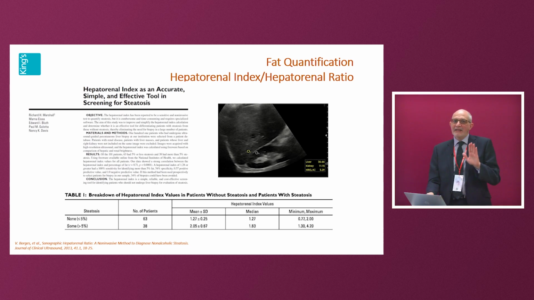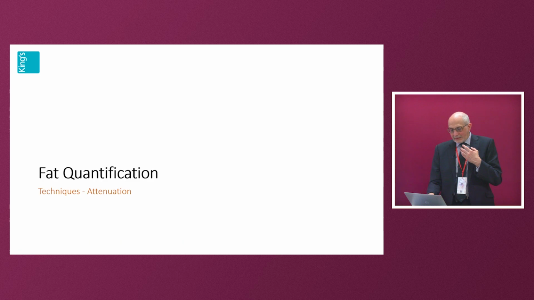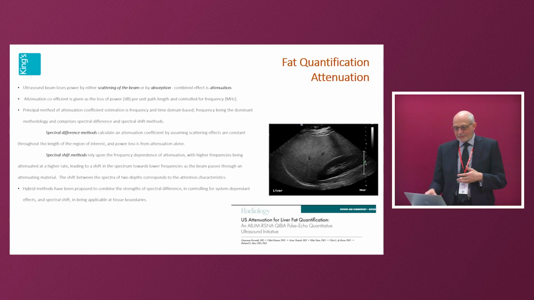So you've got that, and it's not completely inaccurate, but you have more accurate techniques. And remember, if you've got underlying chronic liver disease, this is not of any use at all, because your liver and kidney are going to be echogenic and diseased. You can't measure it against it. What else have you got? You've got attenuation.